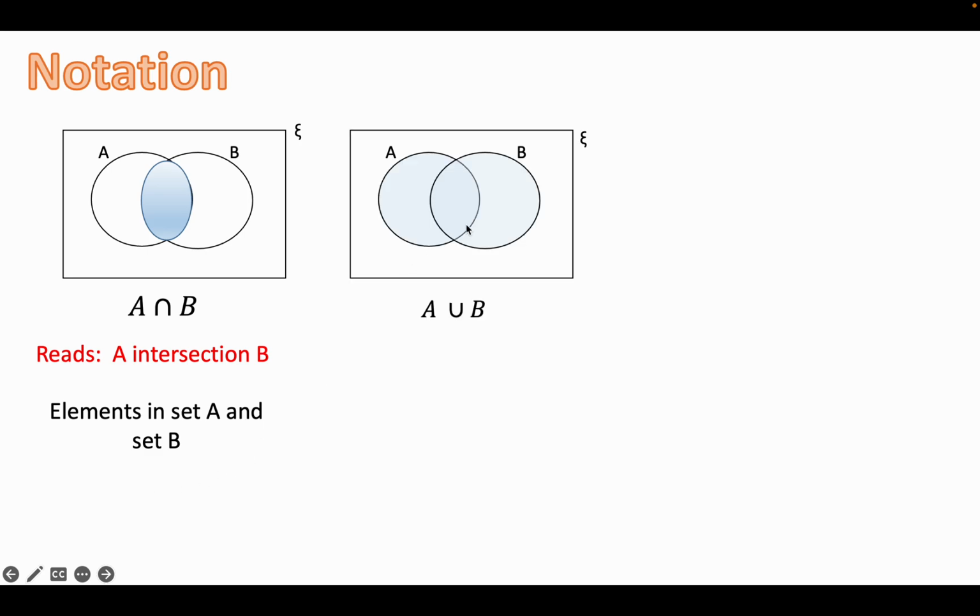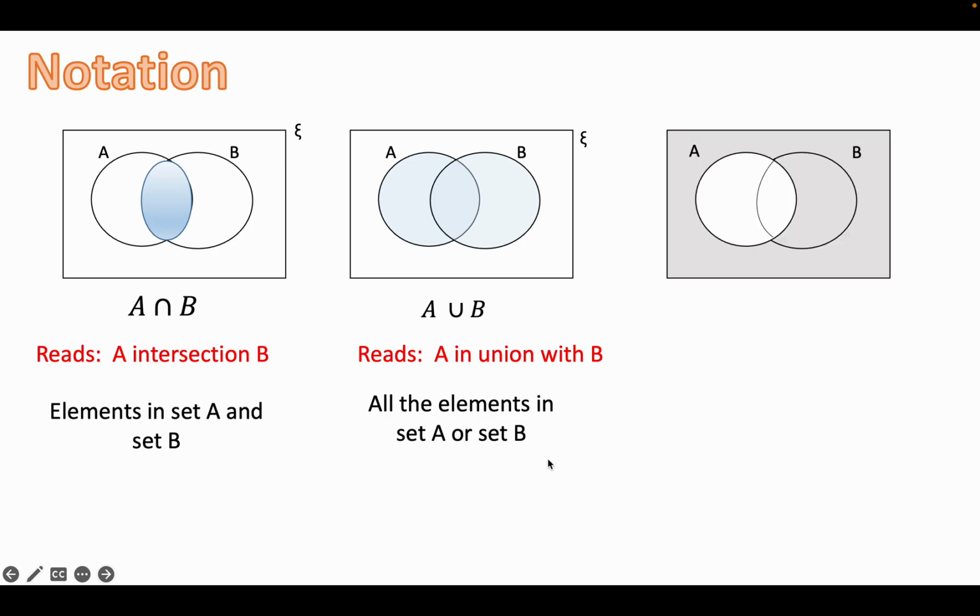This one is different because the shaded region here is all of set A and all of set B. We call this the union of A and B, a bit like the United Kingdom. Wales, Scotland, Northern Ireland and England all make the United Kingdom. So it's all the elements in either set A or set B or both, but it's normally written as set A or set B.